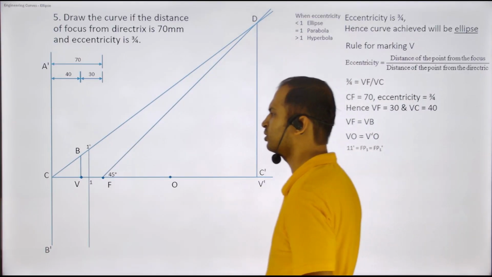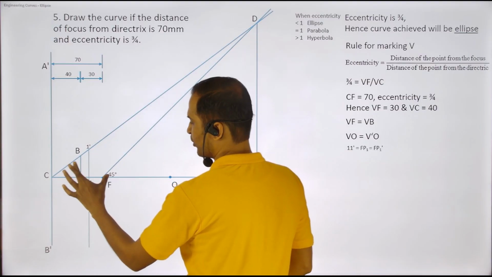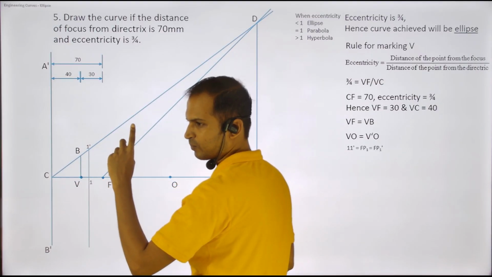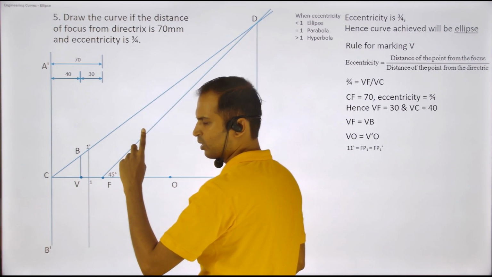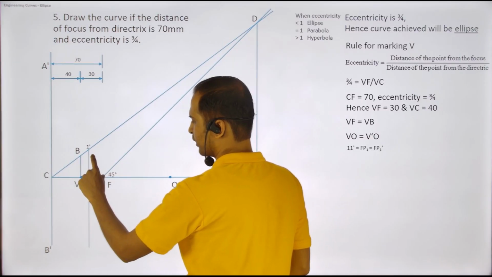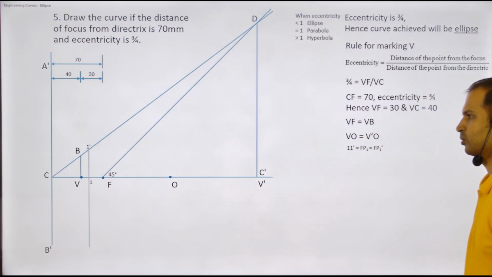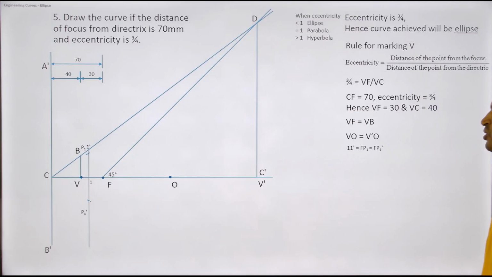Earlier we had taken what distance? This distance, C to 1. I kept it over here and made a cut for the parabola. For the ellipse, I'm going to take this 1 to 1 distance, keep it over here, and then make a curve cut. Cutting. Yes. So we go for point number 2.